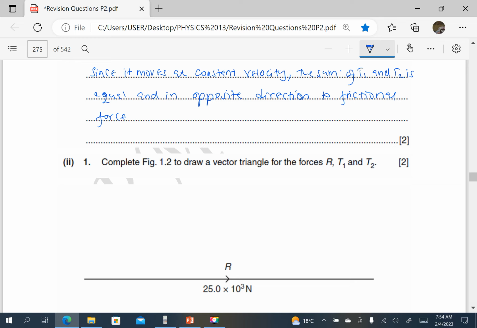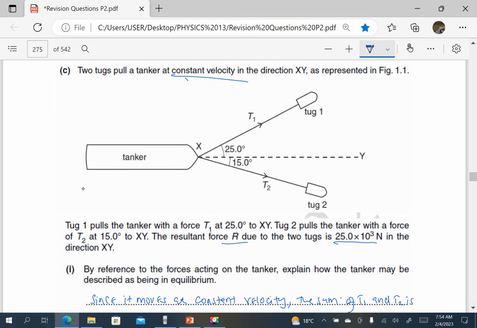Complete the figure to draw a vector triangle for the forces R, T1, and T2. So the resultant is here. We have to fix one of these forces, either T1 or T2. If I fix T2, it means I will bring T1 so that it is parallel to its initial position. So that will be T1.